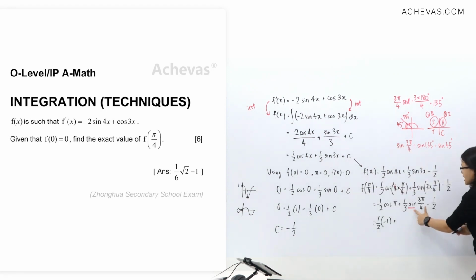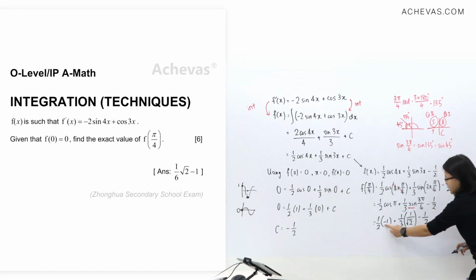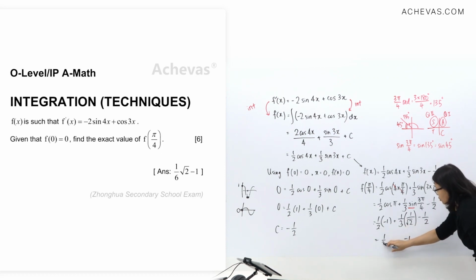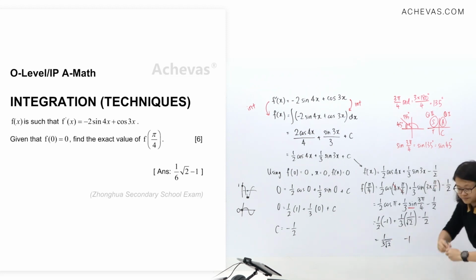So this value here, I'm going to replace with 1 over square root 2. So next step over here, this is minus 1/2, this is minus 1/2. I'm going to get -1. I'm going to move this one in front. And if you want to do a rationalization step, you can.